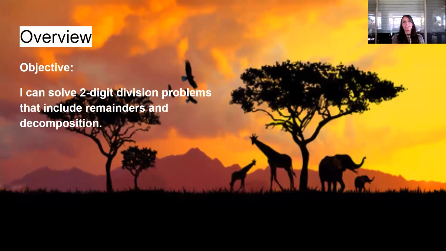Here's an overview for today. Our objective was, I can solve 2-digit division problems that include remainders and decomposition. And we did that. We talked about remainders, we talked about the vocabulary of division, and we worked on decomposition, where we took the 110 and we traded it down for 10 sets of 1s. And we were able to solve the division equations using that by trading down.